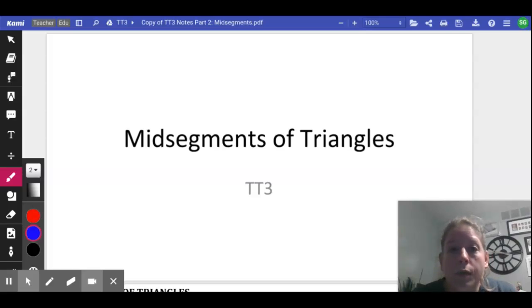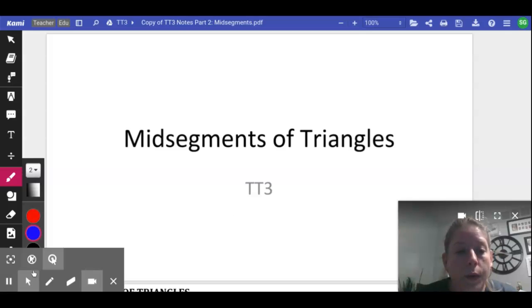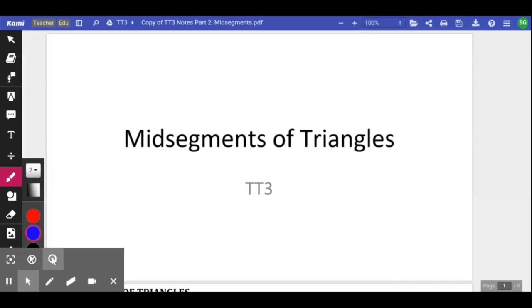We're going to do mid-segments of triangles for today and tomorrow, and then Wednesday will be the TT3 quiz. So open these notes and please work along with me.